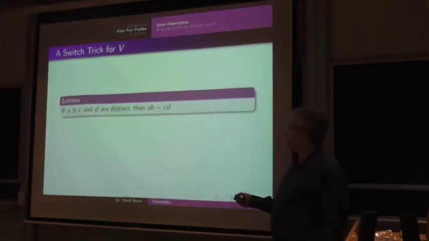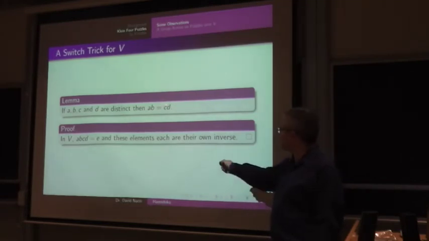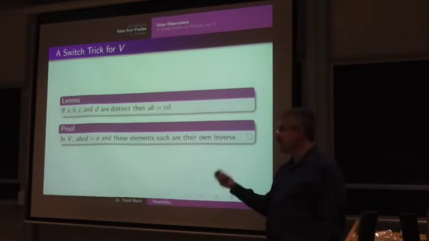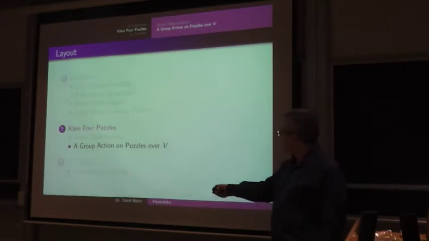And the switch trick is even stronger over the Klein 4 group because I can switch any two elements with the other two. And that's because the product of everything is the identity, and each of these elements is its own inverse, so I can just multiply this by CD to get that. So I can switch any two entries with two different entries. I'm getting a lot of the same things that I did last time, and we can actually sum up what happens in this situation rather quickly because of that.